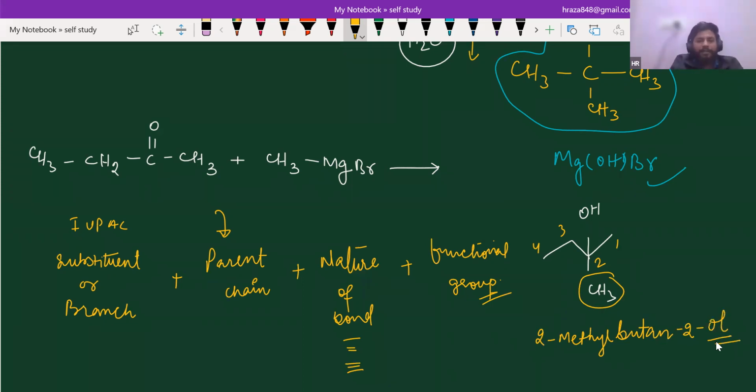Is that clear, Zad? Yes, sir. So your mistake was very little. You just told me 2-methyl butan-2-ol, but you didn't define the nature of the bond, and maybe it depends upon the teacher or examiner how he is going to cut your marks. If he wants to cut 1 mark, he can do that.